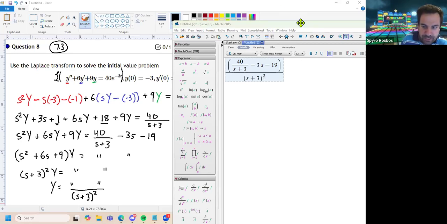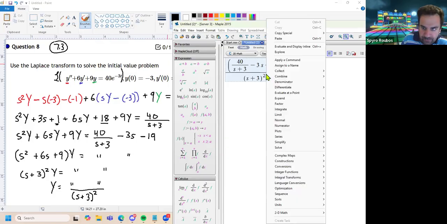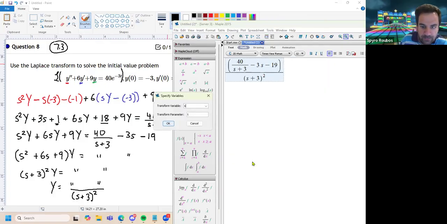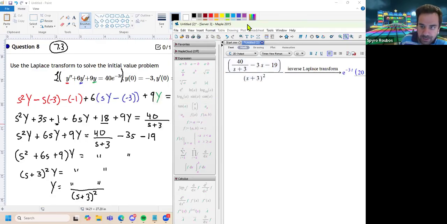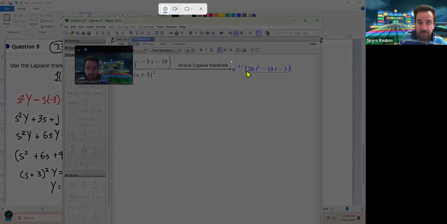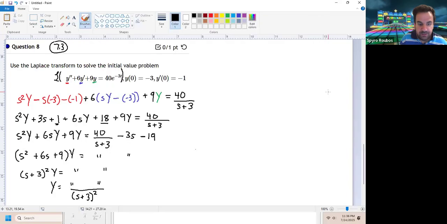And so now I want the inverse Laplace. So I want to right click anywhere on there. Again, we don't need to highlight it. Look under integral transforms. There's Laplace, and we want the inverse. And we know that as you start with s, you end in t. Otherwise it gets confused. So then we have that. But that is our final answer.